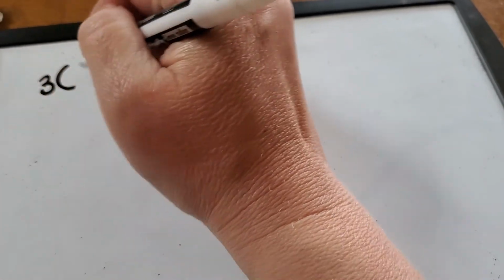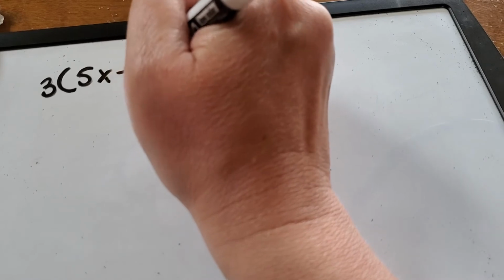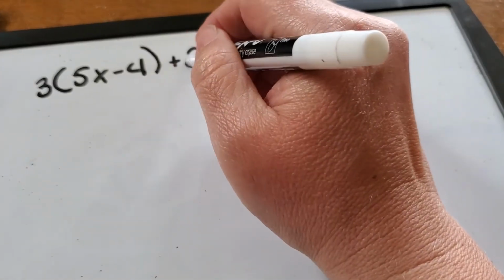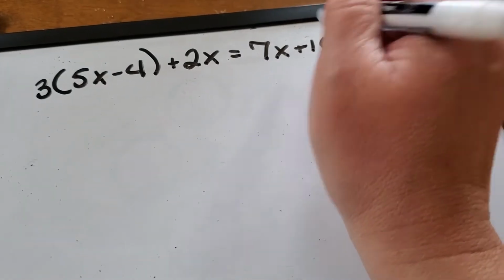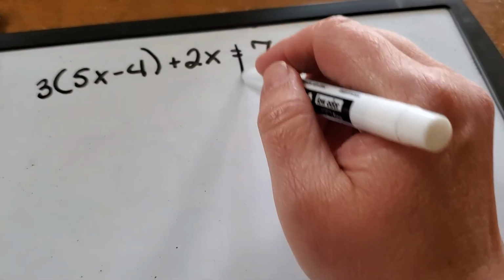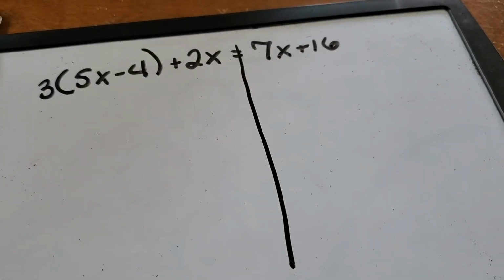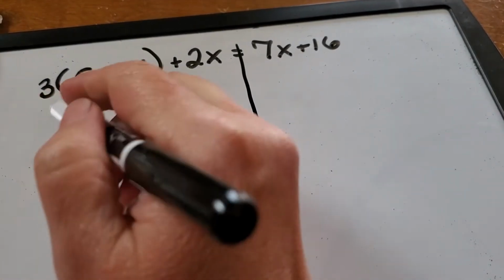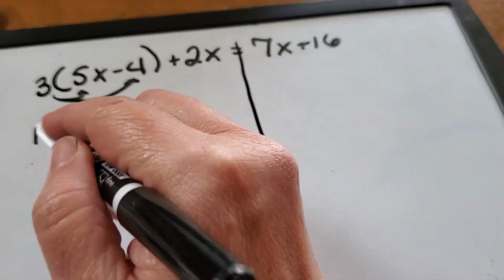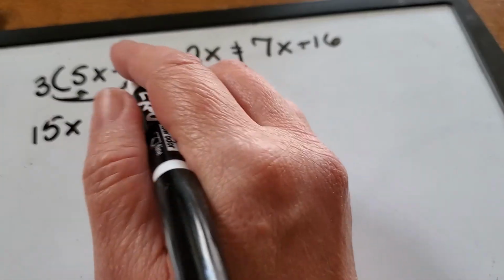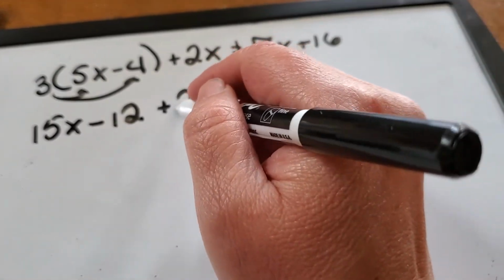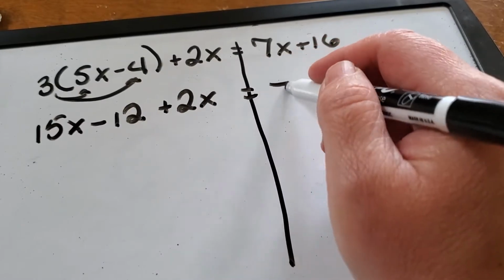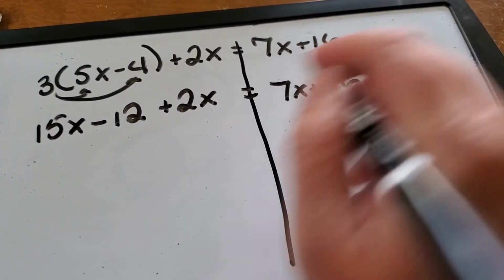Second equation is 3 times (5x minus 4) plus 2x equals 7x plus 16. So again, let's simplify the whole left side of the equation. So I'm going to distribute first. 3 times 5x is 15x. 3 times negative 4 is negative 12. Plus 2x equals 7x plus 16.